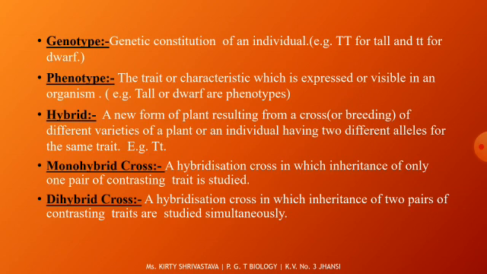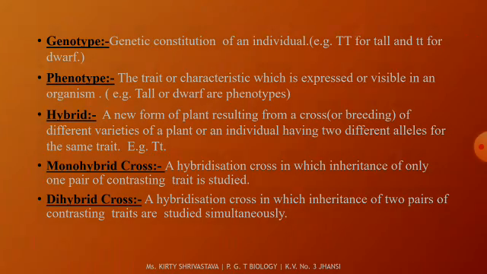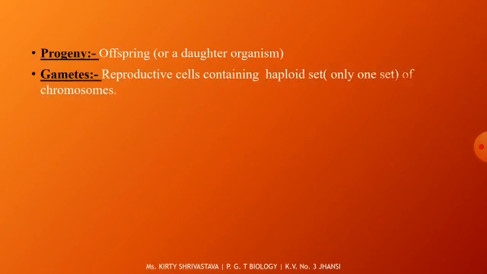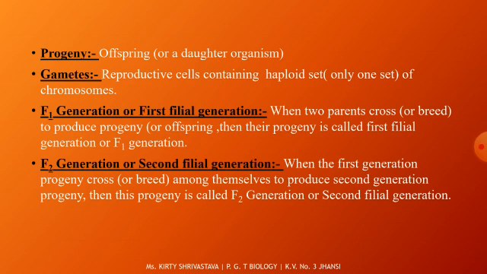Another two important terms are monohybrid cross and dihybrid cross. Monohybrid cross refers to when the inheritance of only one pair of contrasting characters is studied using a hybridization cross, whereas when inheritance of two pairs of contrasting characters is studied simultaneously with the help of hybridization cross, it is called a dihybrid cross. Yet another important term is progeny. Progeny refers to an offspring or a daughter organism. The reproductive sex cells containing haploid set or only one set of chromosomes are called gametes.